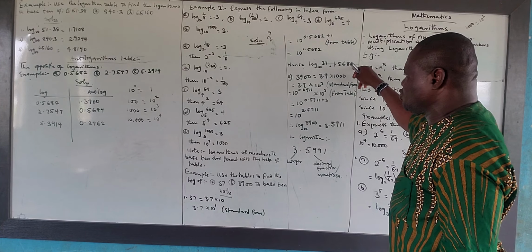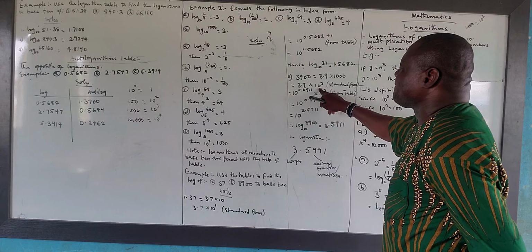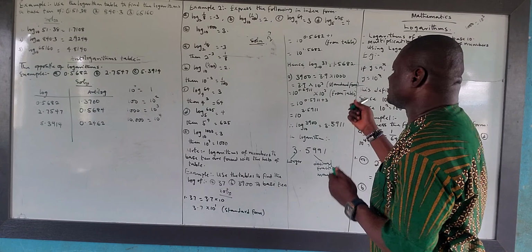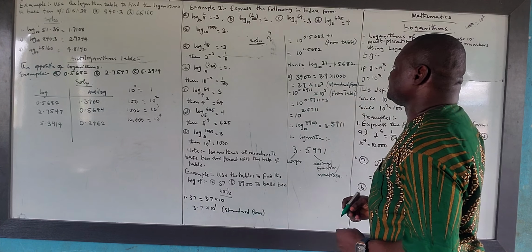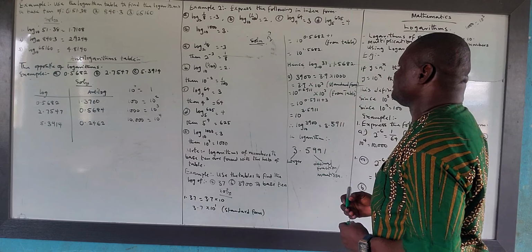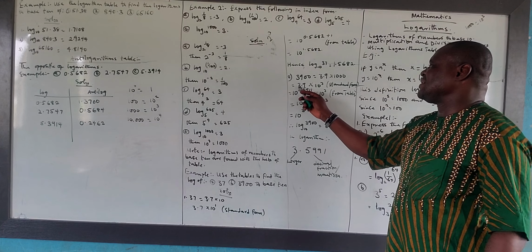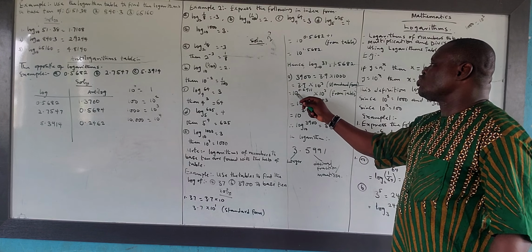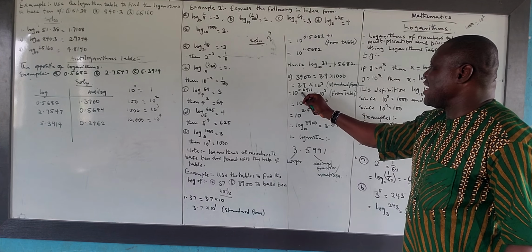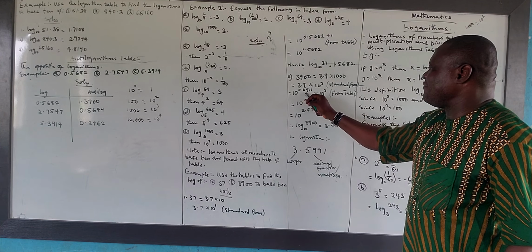The next one we have, if we are asked to find 3900, how do we do that? We'll first of all look for the characteristic there. The standard form there is 3.9 times 10 raised to the power 3. So in standard form, in our table, we check 3 under 9, difference 0. So from there we will now have this. Because of the difference, which is 3, we add 3 to it. That is 3.5911.